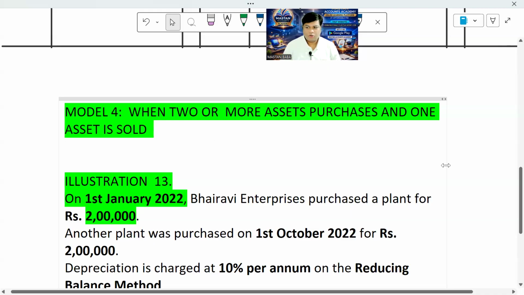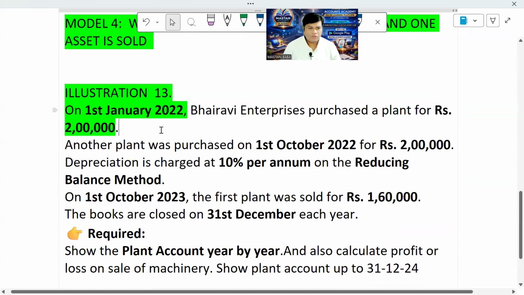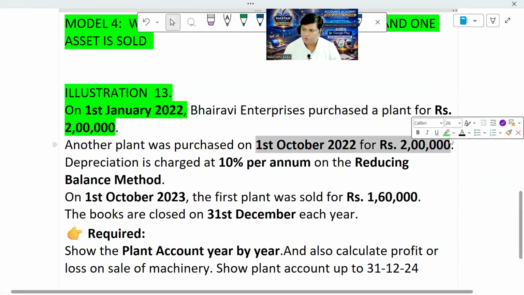So, dear students, go through the question. It's clearly mentioned that two or more assets are purchased and one asset is sold. On 1st January 2022, Bhairavi Enterprises purchased a plant for 2 lakhs. So, the value of the first plant is 2 lakhs. Another plant was purchased on 1st October 2022 for rupees 2 lakhs again.